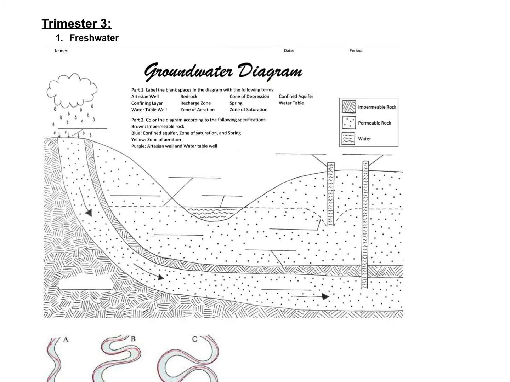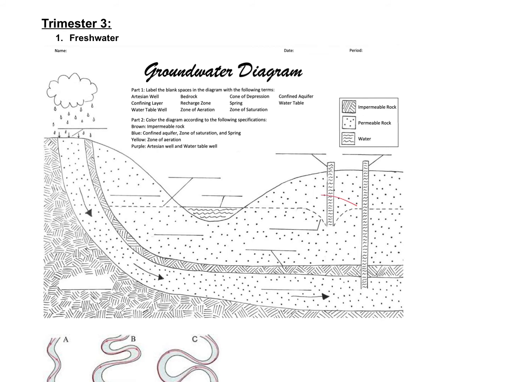Then we talked about groundwater. All right, we did a whole lab on the Long Island Aquifer. You guys were able to see what a confined aquifer looked like, an unconfined aquifer, artesian well, an ordinary well, where the water table is, the zone of saturation. I mean, this diagram literally has everything going on. Absolutely everything going on.